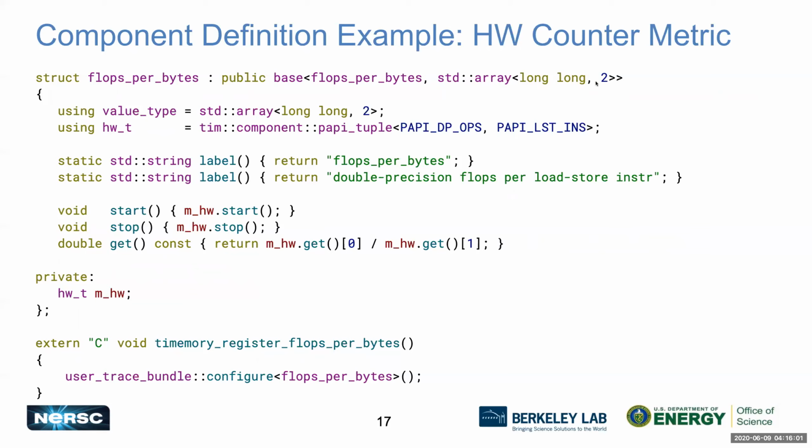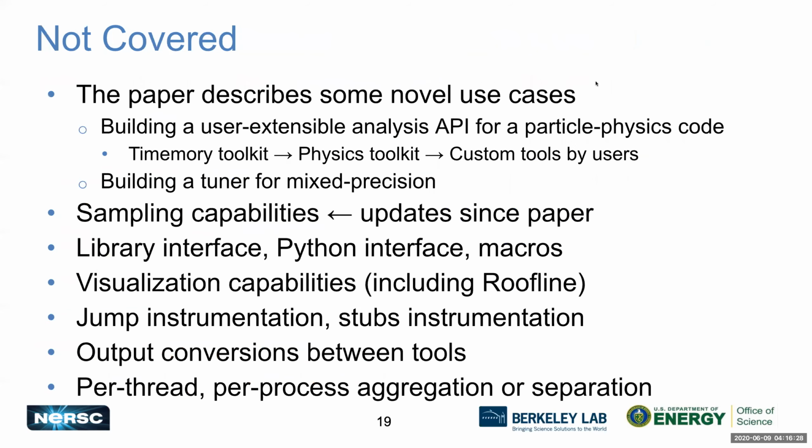JSON output, hierarchical storage, MPI support, multi-threading support, etc. Essentially anything that a standard Timemory component supports, this component here would support. So you can see it's a very easy way of defining new capabilities.